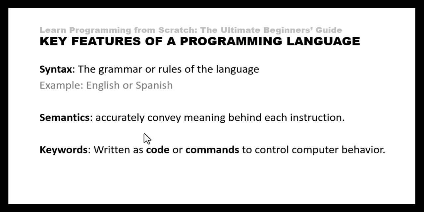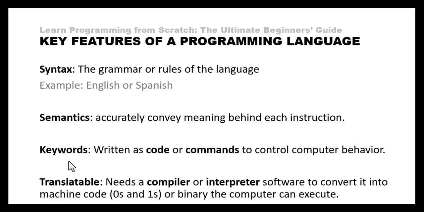From there, you're going to have keywords. A key feature of any programming language is that it has keywords. And these keywords are the ones that are used as commands, commands to control the computer's behavior. If I want a computer to stop, I can type break. If I want a computer to continue, I can type continue. If I want a computer to decide, I can type if. So a computer programming language has keywords.